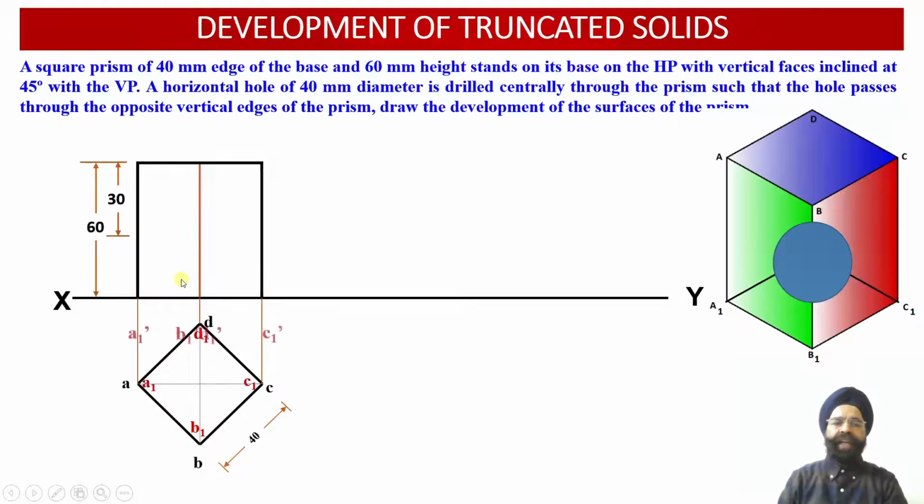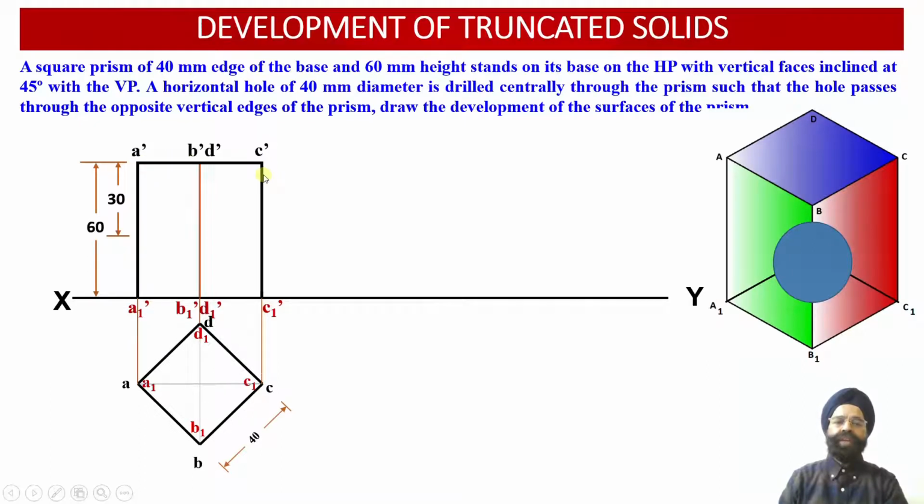So now we have obtained 4 points A1 dash, B1 dash, C1 dash and D1 dash corresponding to the base of the square prism onto the XY reference line. Now 4 points corresponding to the top face, that is A dash, B dash, C dash and D dash, have been obtained at a height of 60 millimeter above the XY reference line over here. Why? Because the height of the square prism happens to be equal to 60 millimeter.